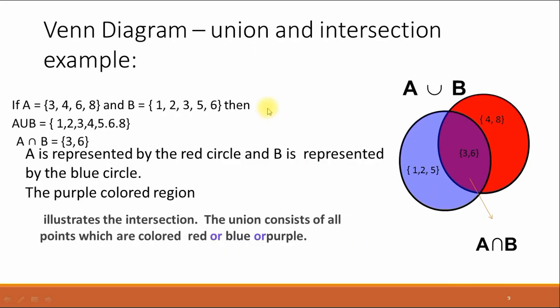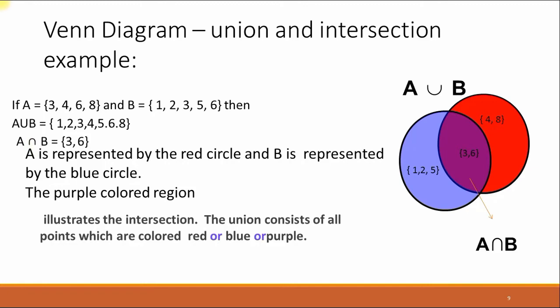Now, for example, how do we represent the union of two sets and the intersection of two sets? Suppose we have a set A containing the elements 3, 4, 6 and 8, and another set B containing the elements 1, 2, 3, 5 and 6. Then the union of these two sets contains the elements 1, 2, 3, 4, 5, 6 and 8, and the intersection of these two sets contains the elements 3 and 6.